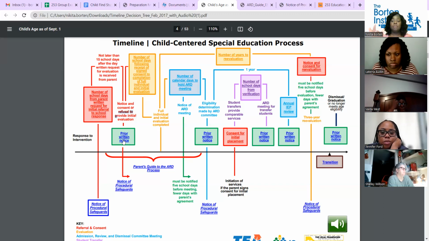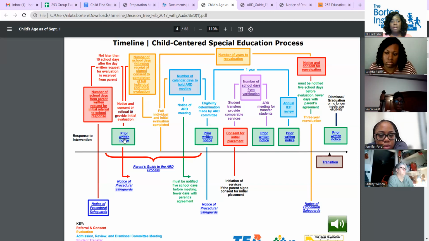And you're saying, dear parent, we received your request for special education. We're going to do it because. Dear parent, we received your request. We are not going to do it because. And they have to get a prior written notice.